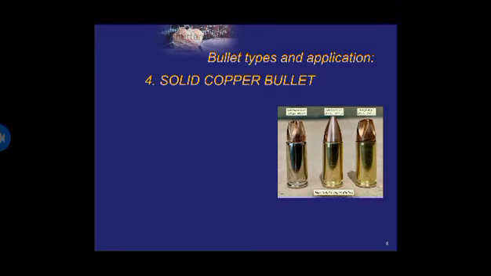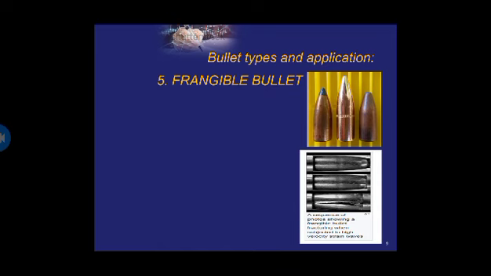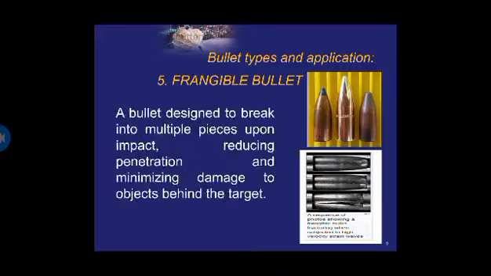Number four is the solid copper bullet. A solid copper bullet is a bullet made entirely of copper, often with a hollow point for expansion. These bullets are environmentally friendly and popular for hunting. And number five is the so-called frangible bullet, a bullet designed to break into multiple pieces upon impact, reducing penetration and minimizing damage to objects behind the target.